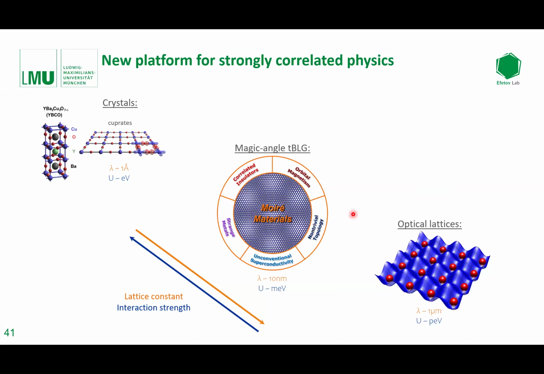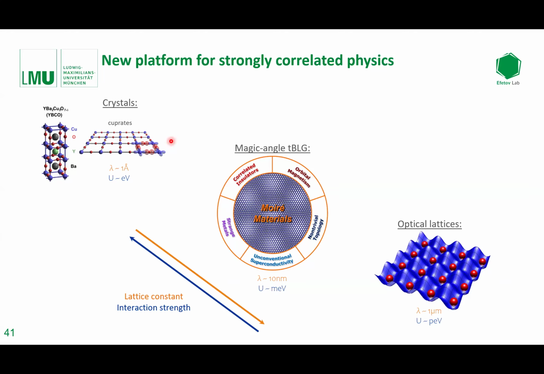So basically, all those findings that I have just discussed really position twisted bilayer graphene and moire materials in general as a new experimental platform for strongly correlated physics. And really, it adds a third type of model platform to the existing strongly correlated community, right?